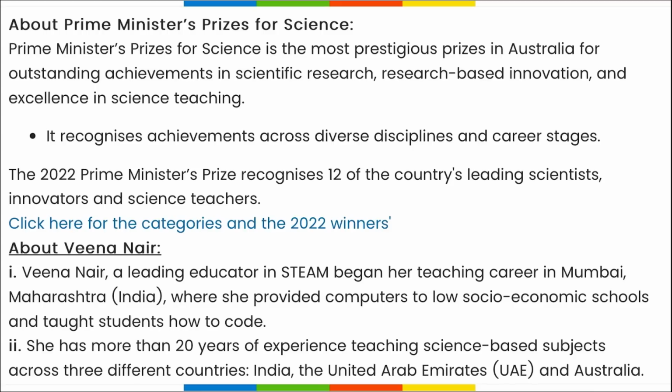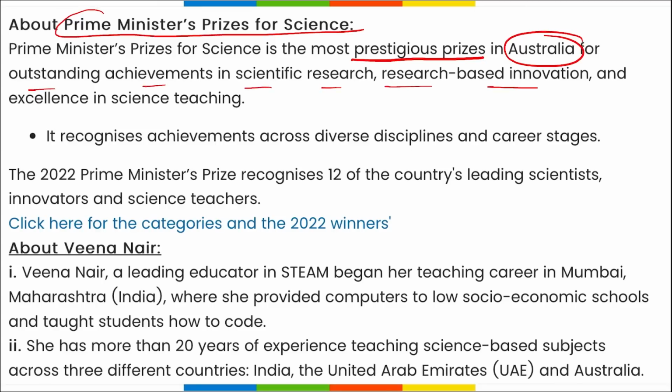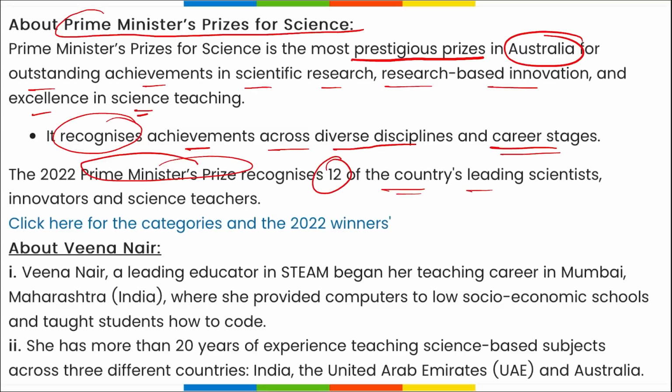Then if we talk about the Prime Minister's Prize for Science, it is the most prestigious prize in Australia for outstanding achievements in scientific research, research-based innovation, and excellence in science teaching. It recognizes achievements across diverse disciplines and career stages. The Prime Minister's Prize recognizes 12 of the country's leading scientists, innovators, and science teachers.